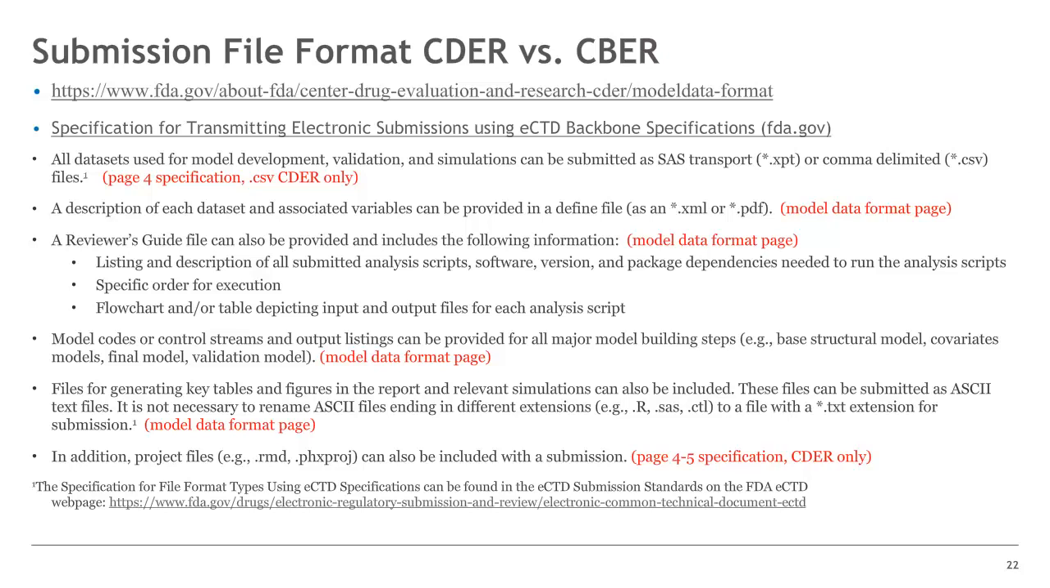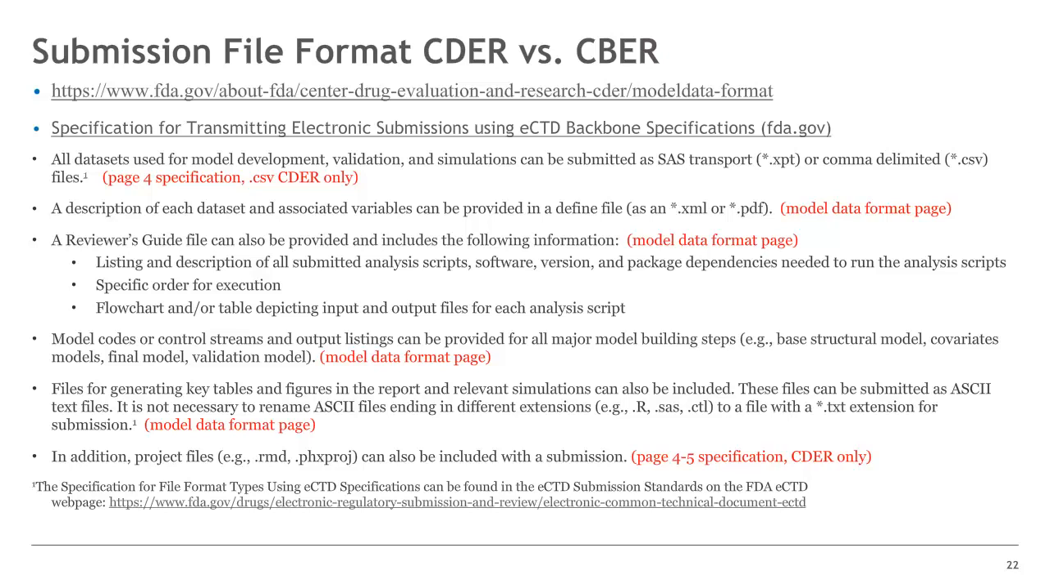Description of each data set and associated variables can be provided in a definitions file. So that's in the model data format section. Reviewer's guide is talked about in the model data format section. Model codes and control streams and output listings for all of the basic structural steps are covered on the model data format page. Files for generating key tables and figures in the report, and relevant simulations, can also be included.